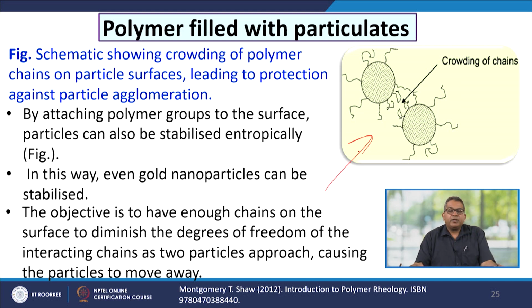This is the schematic diagram showing the crowding of polymer chains on a particle surface, leading to protection against particle agglomeration. So, if we attach a polymer group to the particle surface, the particle can also be stabilized entropically. In this way, even gold nanoparticles can be stabilized. The objective is to have enough chains on the surface to diminish the degrees of freedom of the interacting chains as two particles approach, causing the particles to move away.